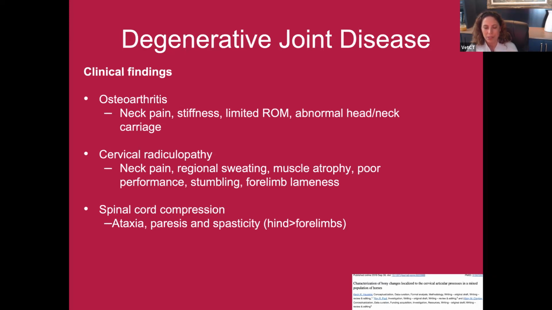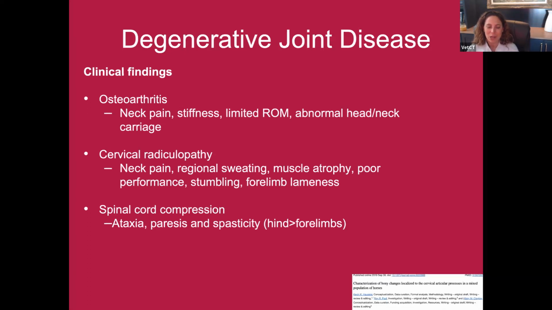If that impingement is causing radiculopathy, meaning the articular process joints are big enough that they're compressing those nerve roots as they come out the foramen, or they're causing at least irritation of those nerve roots as the horse goes through its normal range of motion, then our clinical signs, again, could include neck pain, but in these cases, we might see things like regional sweating, muscle atrophy, maybe more related to poor performance, stumbling, and sort of obscure or atypical, hard to block forelimb lameness.